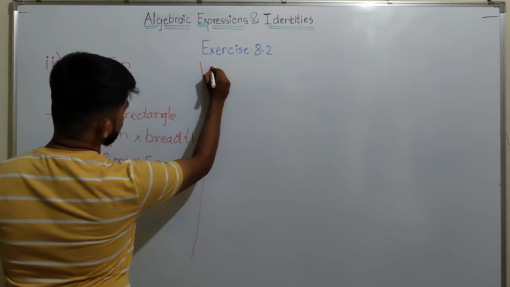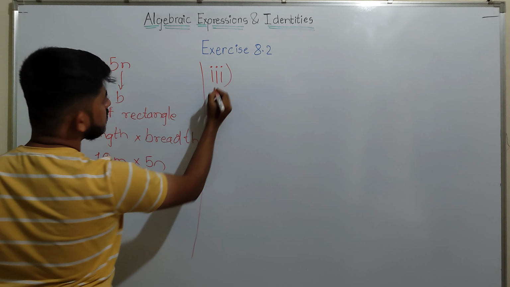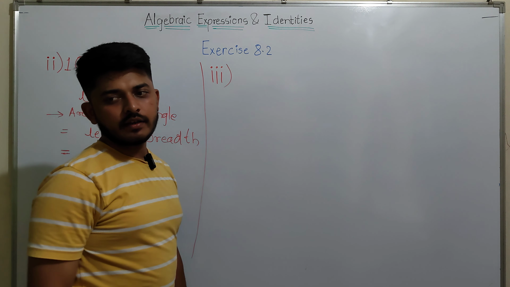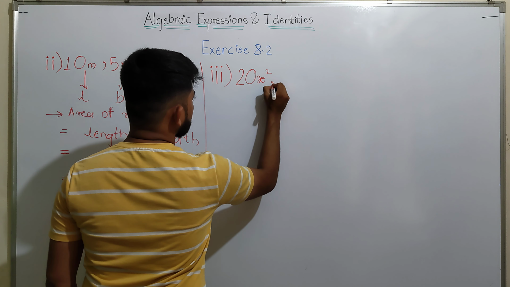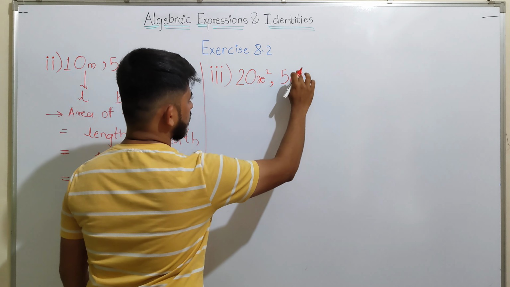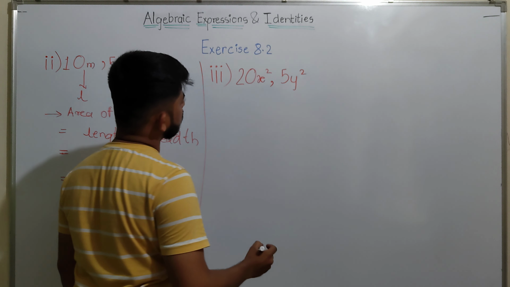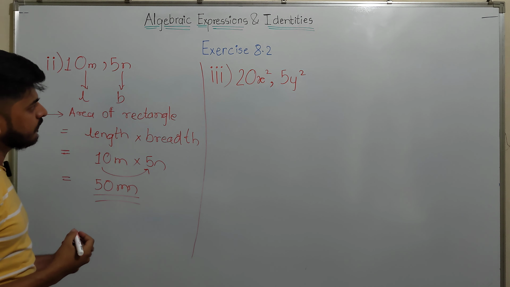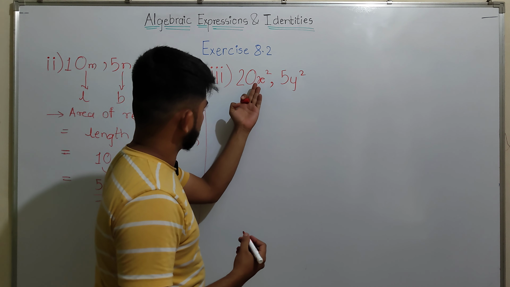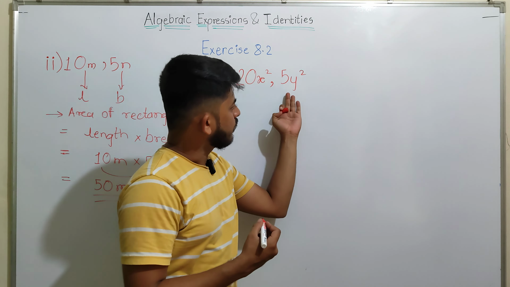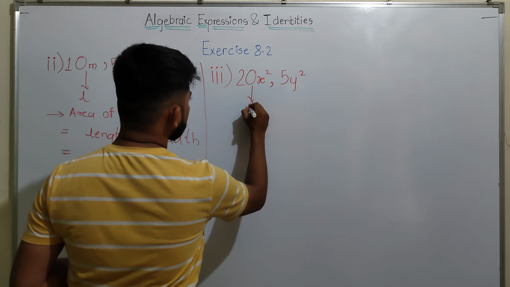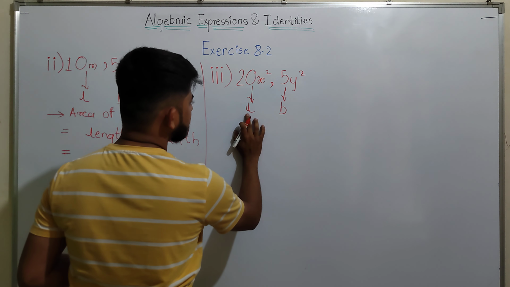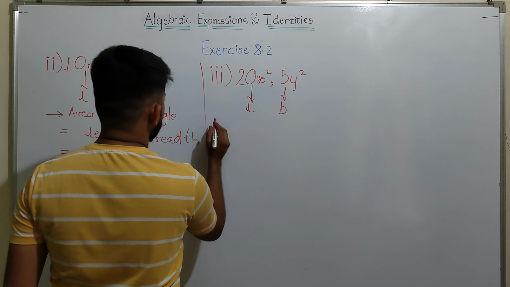Now similarly, we'll move towards the third one. What is the third one? 20x square and 5y square. Now you might get confused. Up till now we didn't have x square. 20x square means x to the base and power 2, y to the base and power 2. So you need not worry. This is the length, this is the breadth. They have given it in the question, as I've told you.